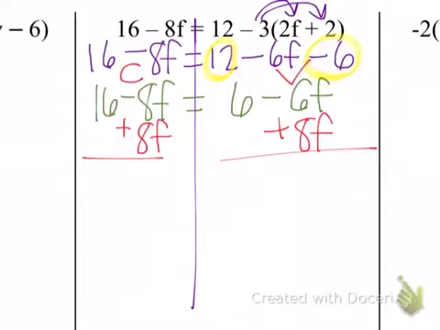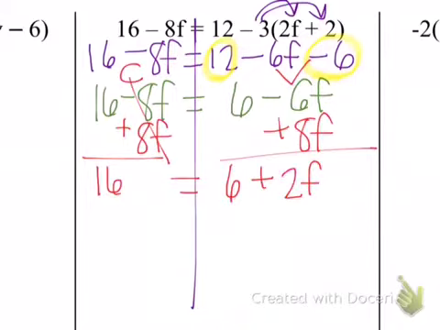So on the left-hand side, I bring down my 16. My f's have canceled. I bring down the 6. Negative 6f plus 8f is just a positive 2f.